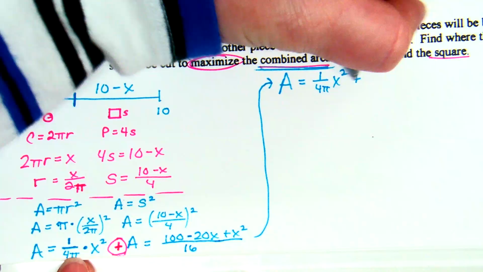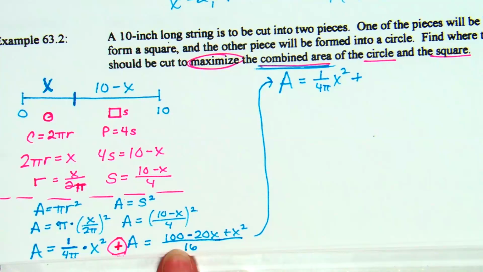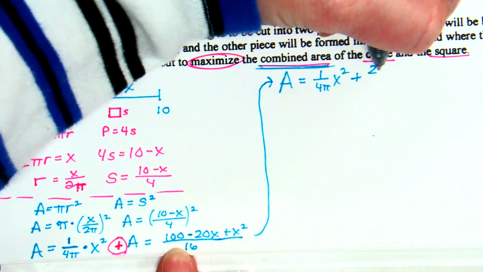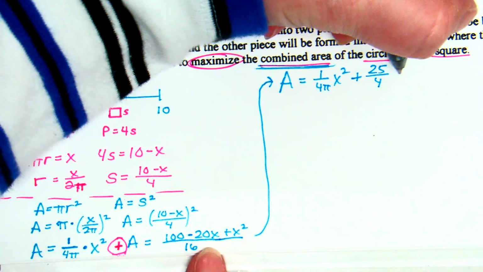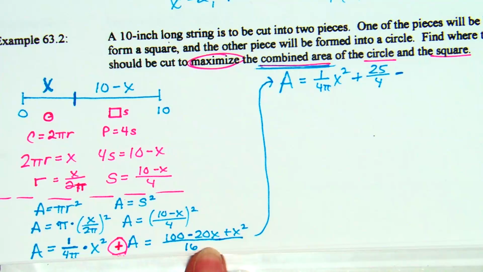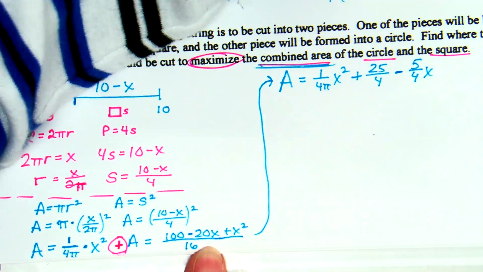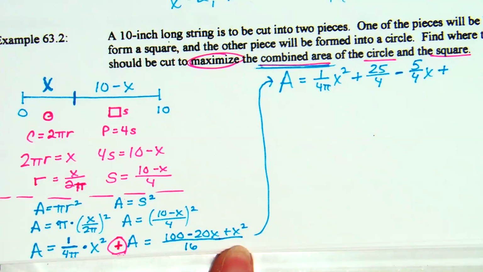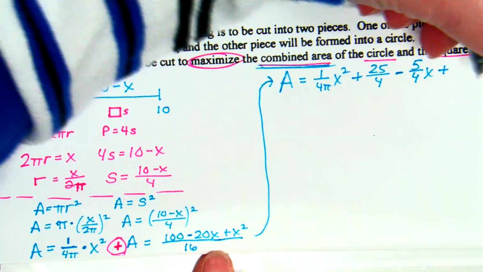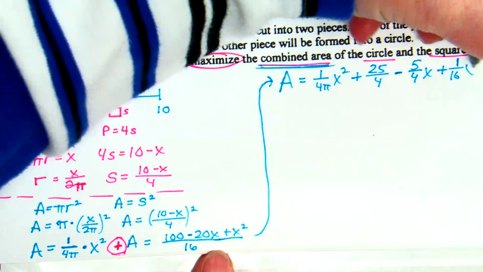Now I'm going to do the, well, Carly started to say 100 over 16. If you want to go ahead and reduce that, divide by 4, and it's 25 over 4, minus 20x over 16, which both divide by 4. So that's minus 5/4 x, plus x squared over 16. I'm going to say 1/16 x squared.